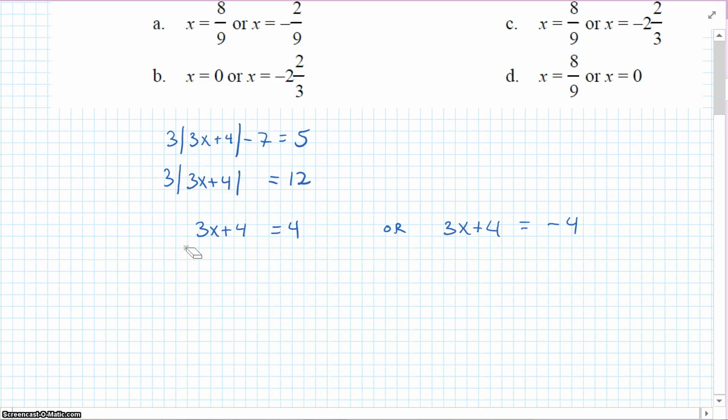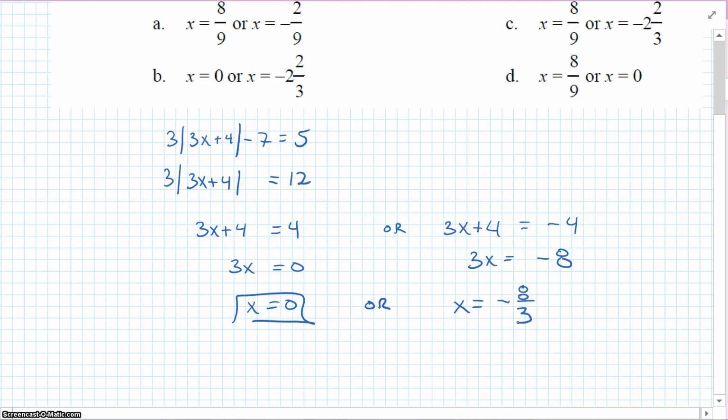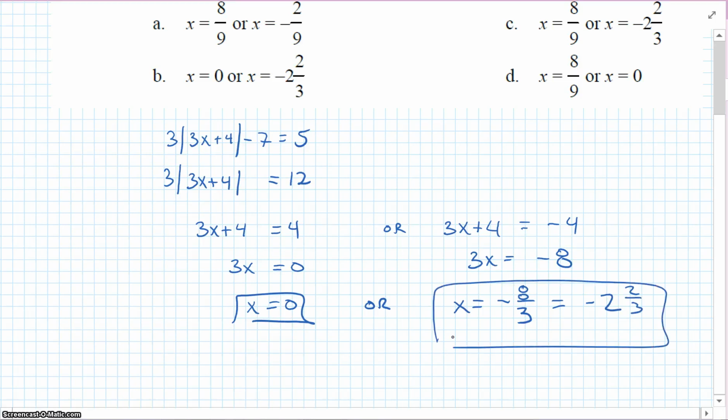So on the right side, I'm going to subtract 4 from each side. So I'm going to get 3x equals 0. Divide each side by 3, so x equals 0. Or subtract 4 from each side, I'm going to get 3x equals negative 8. Divide each side by 3, so x is going to equal negative 8 thirds, which could be written as negative 2 2/3. So my answer is 0 or negative 2 2/3. Answer is B.